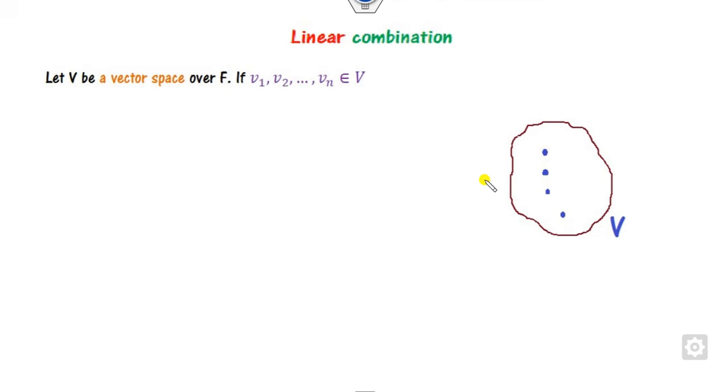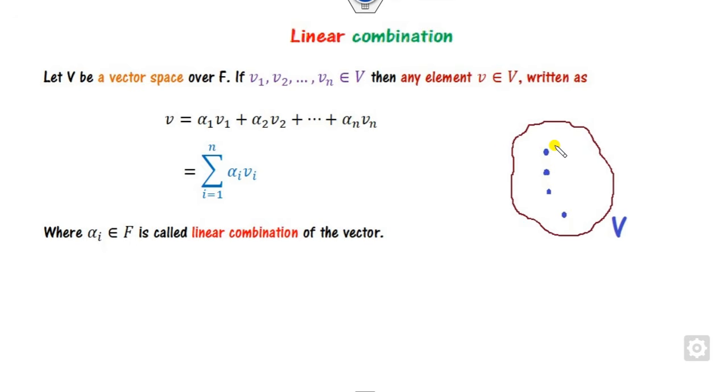What is a linear combination? If you take any vector space V and its elements Vi, then any of the elements of V apart from these can be written as a linear combination of them. What is the meaning of that? Remember that alpha i is from my field, or you can say these are my scalars. Your target is to find the values of the alpha i.